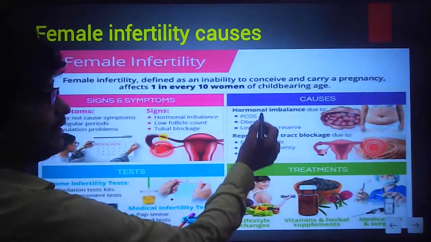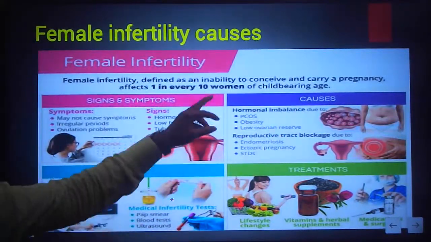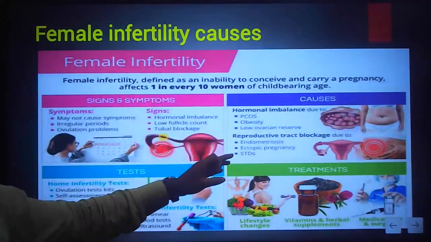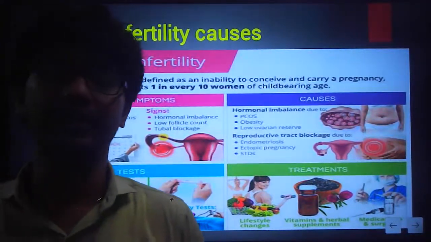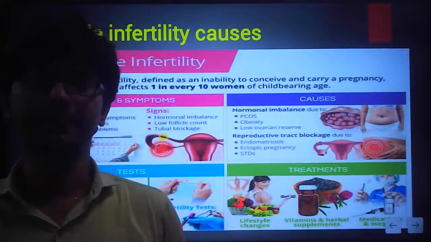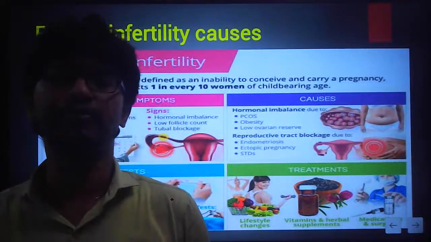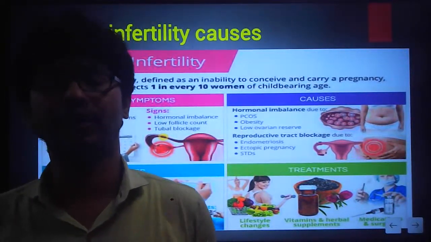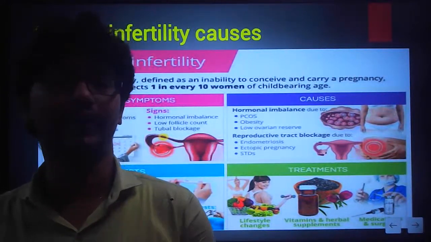Then you could see the causes: obesity, low ovarian reserve, endometriosis, ectopic pregnancy. Can you tell me what is ectopic pregnancy? You know what is normal pregnancy? What is ectopic pregnancy? Can someone define ectopic pregnancy? What type of pregnancy is this? Ectopic pregnancy.